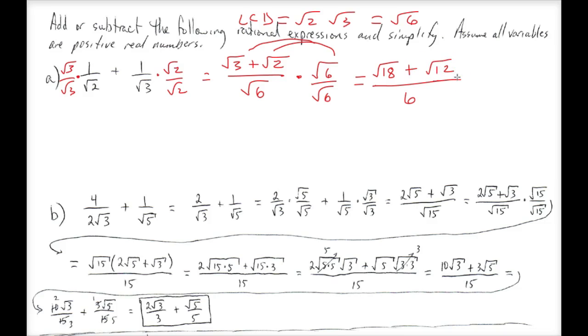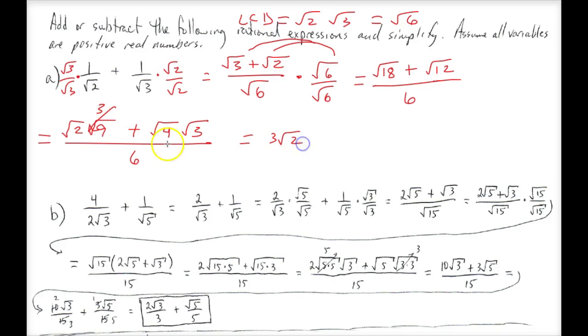Okay? And so then from there, we know that square root of 18 can be rewritten as square root of 2 times square root of 9. And we know that square root of 12 could be rewritten as square root of 4 times square root of 3. And all that over 6. So square root of 9, we know that that's just 3. So that will be 3 times square root of 2.